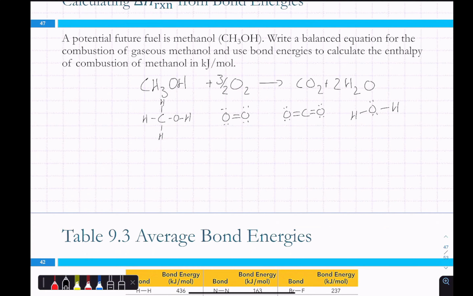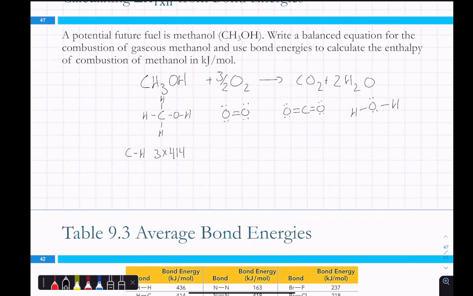From our reactant side, this carbon-hydrogen bond, we have 3 of those, so we're going to do 3 times 414, and that is in kilojoules. We also have a carbon-oxygen bond, just one of those, times 360 kilojoules. We're going to put the 1 in there just to be consistent. Now, we also have a hydrogen-oxygen bond, with an energy of 1 times 464 kilojoules per mole, per mole of those bonds being broken.